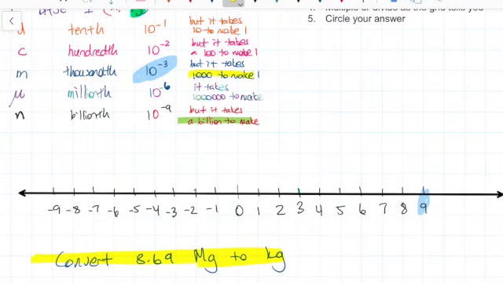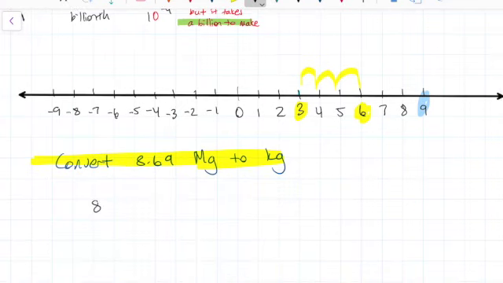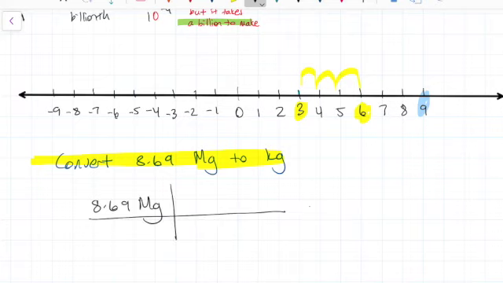Mega is 10 to the 6th. Kilo is 10 to the 3rd. How many places are they apart? How many powers of 10 places are they apart? They're apart 10 to the 3 places. So let's put down our given. Let's put down where we're going.